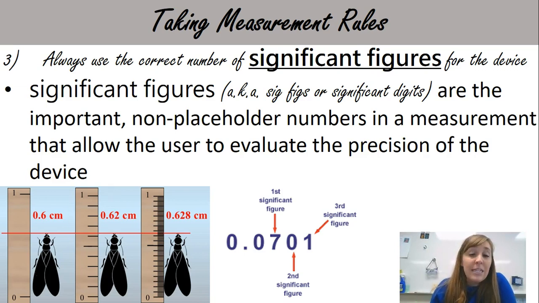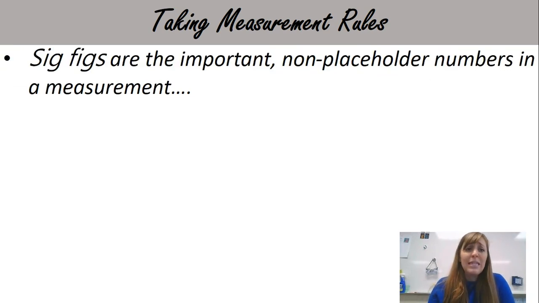You could also say significant digits because a figure is a digit, so it's just saying a single written number. Significant figures are the important non-placeholder numbers in a measurement that allow the user to evaluate the precision of the device. There are 2 parts to this statement. The first part, that they are important non-placeholder numbers. So the first part is identifying which numbers are significant. We're going to go through that. The second part is evaluating the precision of the device. We're going to explain how the sig figs can tell you how precise that measuring item is that you used in the lab.